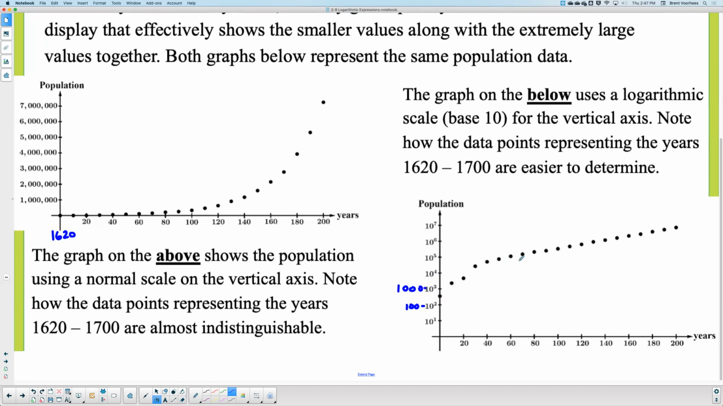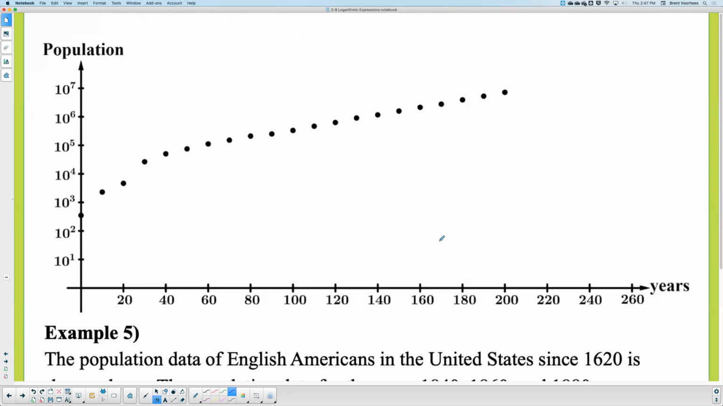But as you start going up, you can start seeing the difference. 10 to the fourth would be 10,000. Notice they're counting by the powers, not necessarily by an even scale as you're used to. So that's how it works. Okay, so now let's come to our actual problem here.